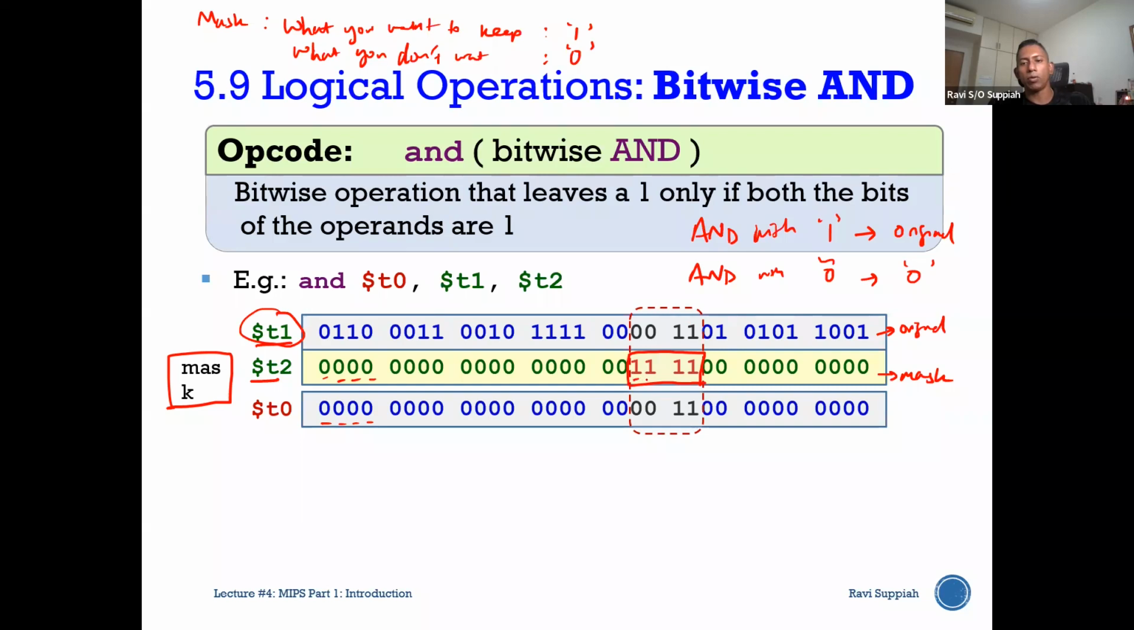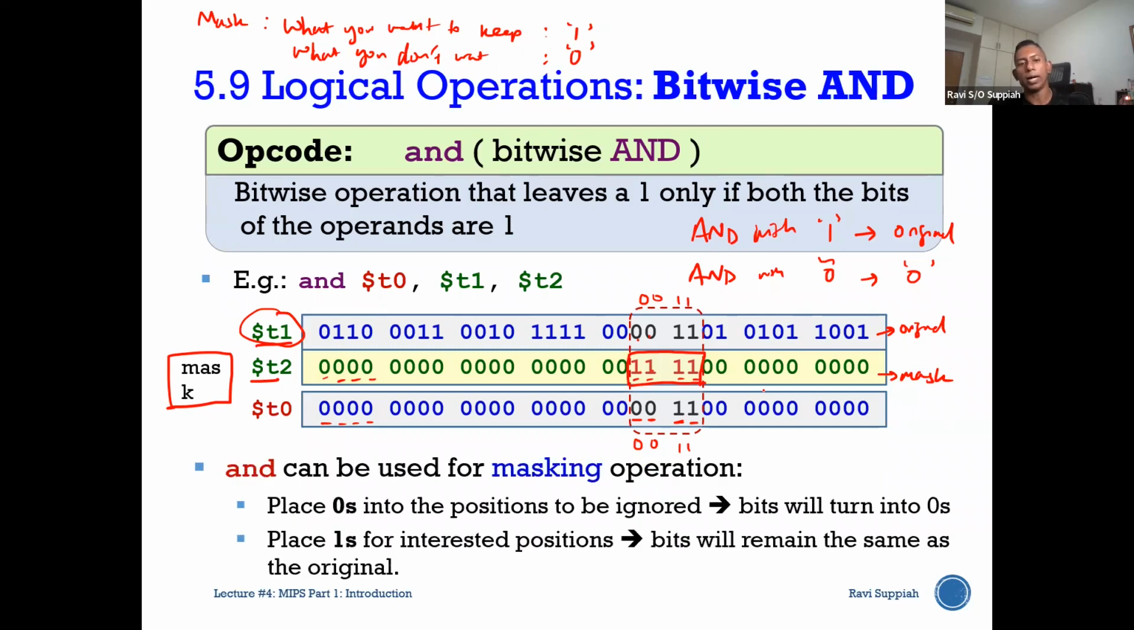When I AND with these 4 ones here, what will happen? 0 AND 1, I get 0. 0 AND 1, I get 0. 1 AND 1, I get 1. 1 AND 1, I get 1. That means when I AND with 1, I'm actually keeping the original bit information. The original bit information is 0011, and that same information is captured in the result. Everything else, the bits before and the bits after, I did an AND with a 0, so everything else becomes 0. That is where the bitwise AND operation is used for masking.